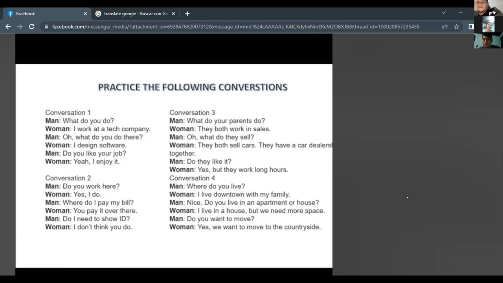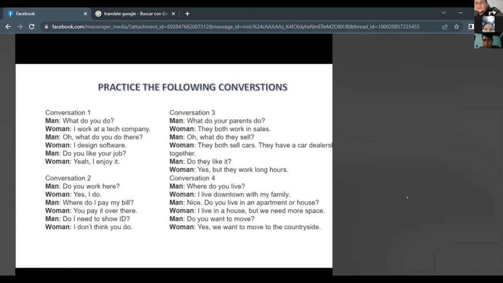Okay. Empezamos nosotros en la otra, Manuel. Sería yo la chica ahora. What do your parents do? I work at a tech company. No, es la tres. Ah, la tres, perdón. Ajá, dale, empezamos.